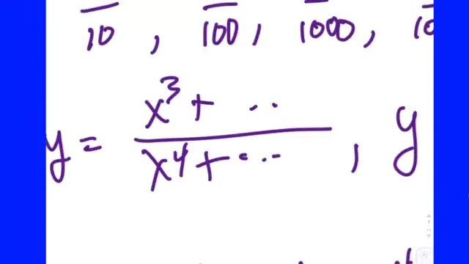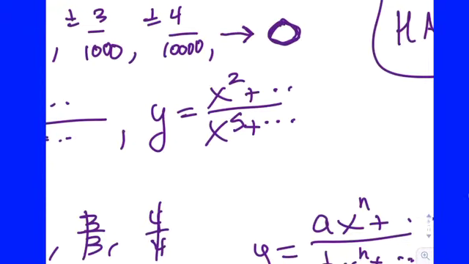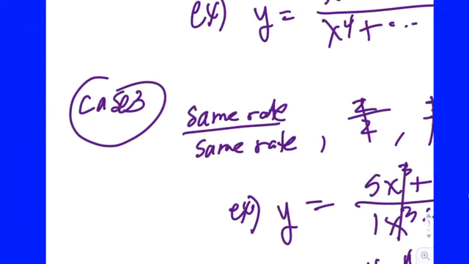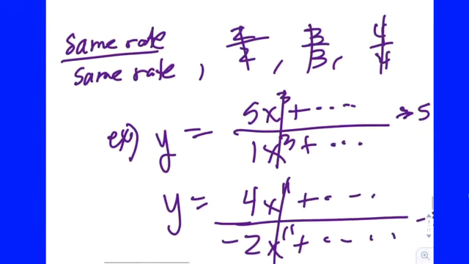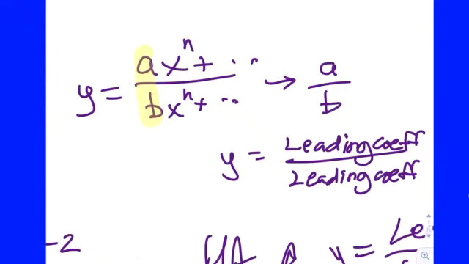So the example would be like x cubed over x to the 4th. X to the 4th goes faster. X squared over x to the 5th. Doesn't matter the degree difference. As long as the bottom goes faster, it's going to go to 0. And then case 3 was if they grow at the same rate, like x cubed over x cubed, x to the 4th over x to the 4th. So in general, if it's ax to the n over bx to the n, it's going to be a over b. That's the limit. So you will have a horizontal asymptote at leading coefficient over leading coefficient. All right, so those are the three cases.